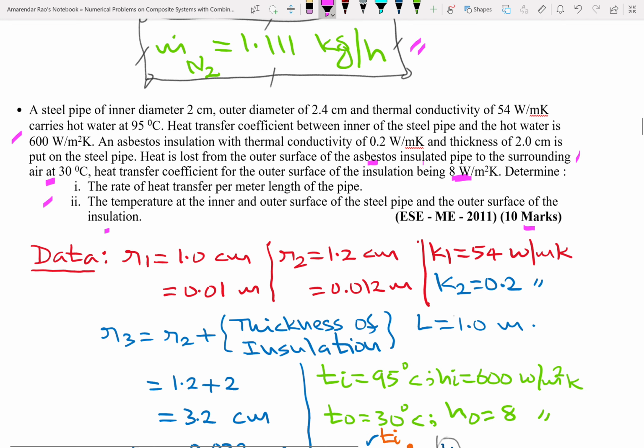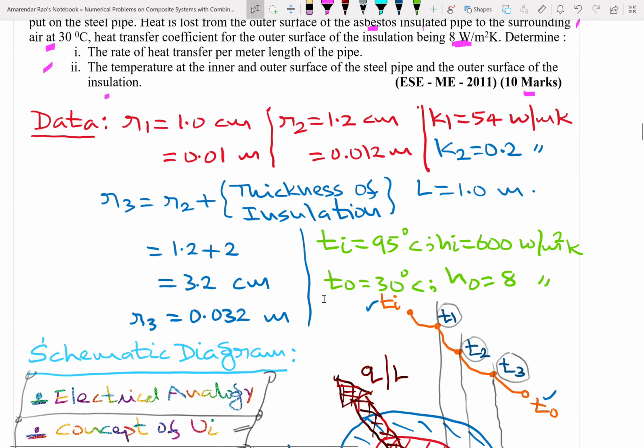So here we need to jot down the data consistently, appropriately. Inner radius is going to be 1 centimeter by 100, 0.01. Outer radius 1.2 centimeter, that is 0.012. Then steel K is 54, asbestos K is 0.2. Then R3 is going to be R2 plus thickness of insulation. So 1.2 centimeters plus 2 centimeters, 3.2 centimeters by 100, 0.032 meters. Then inner convective conditions are 95, 600. Outer convective conditions are 30 and 8.